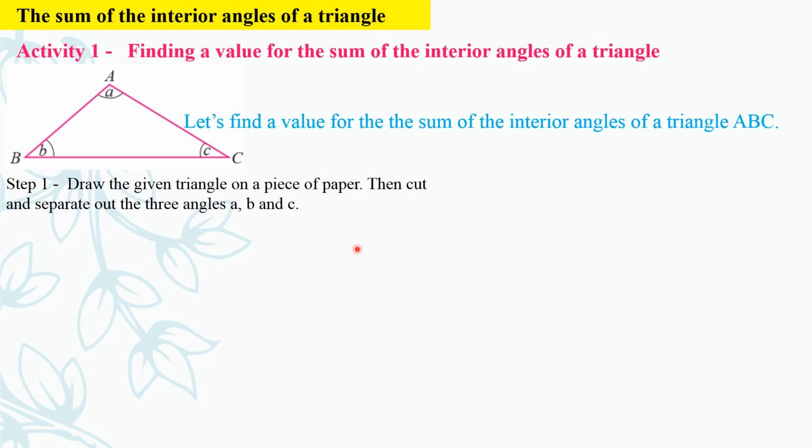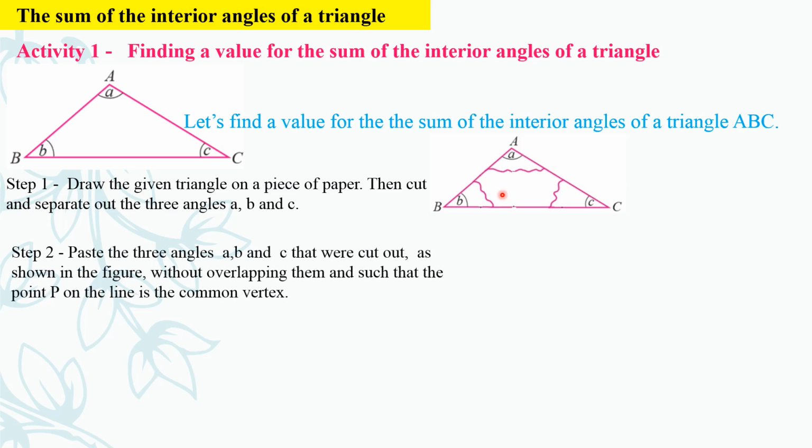So the first step is you can draw this triangle, or you can draw any triangle. No need to draw this one also. You have to draw the triangle on a piece of paper, and you can cut these interior angles like this. You can cut here and here and here. Like you can obtain and separate out these three angles A, B and C. And the second step is you have to paste these angles.